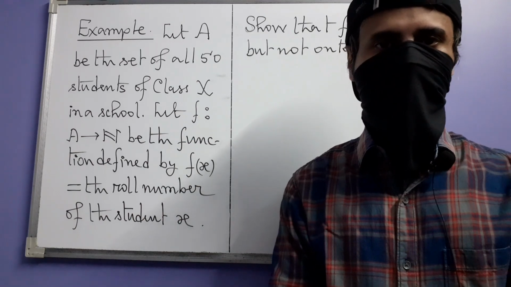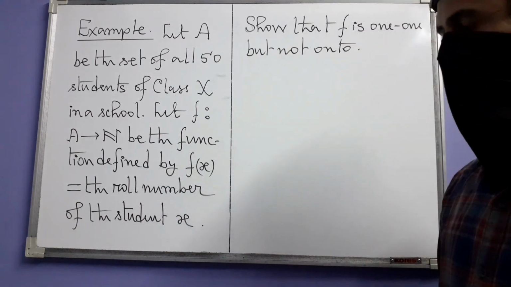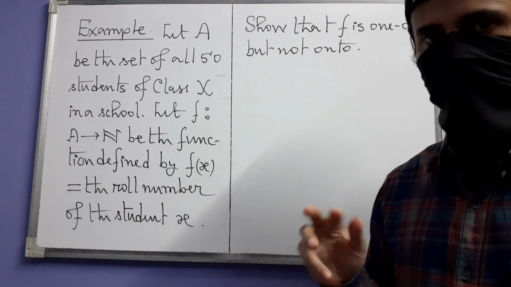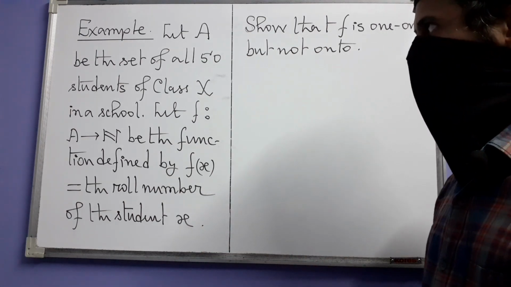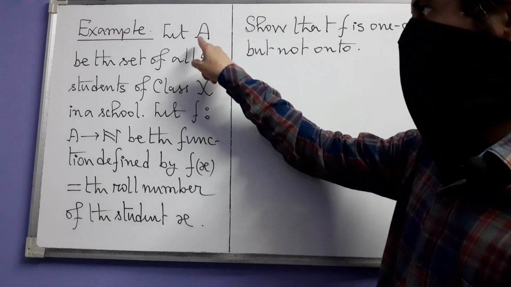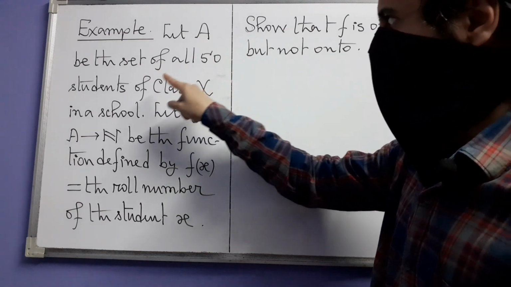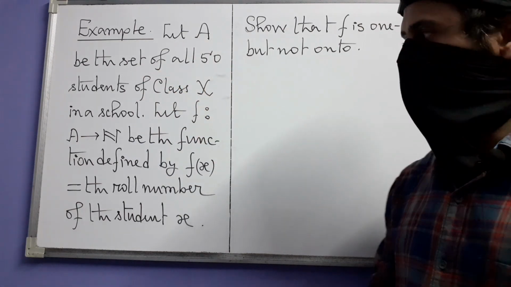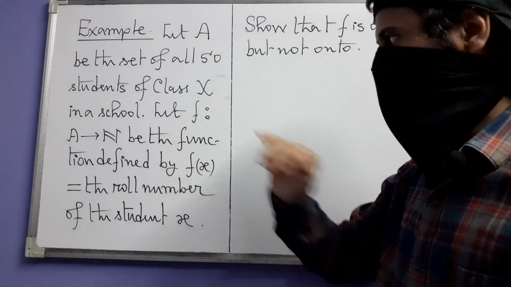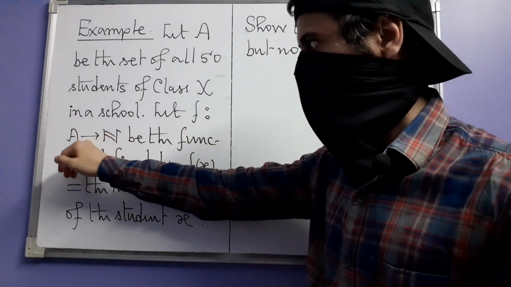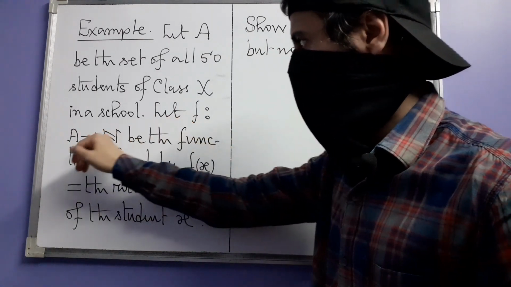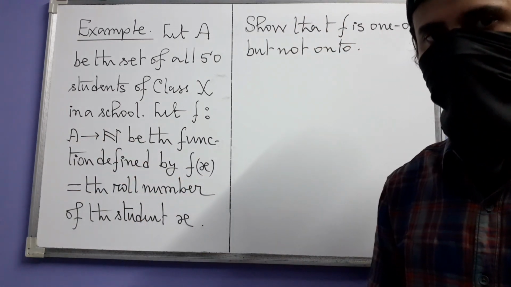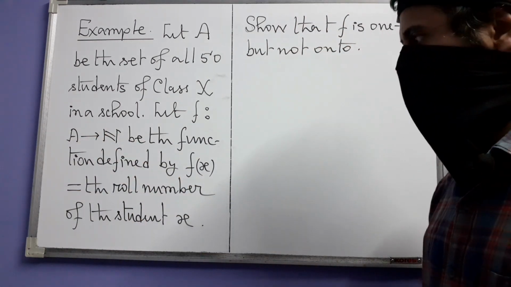Let us next see some examples. Examples of functions which may be one-to-one or onto or not, any combination of these two. So in this first one, let A be the set of all 50 students of class 10 in a school. And then there is this function f whose domain is A, and f maps A into N. N is the set of all natural numbers, that means positive integers.